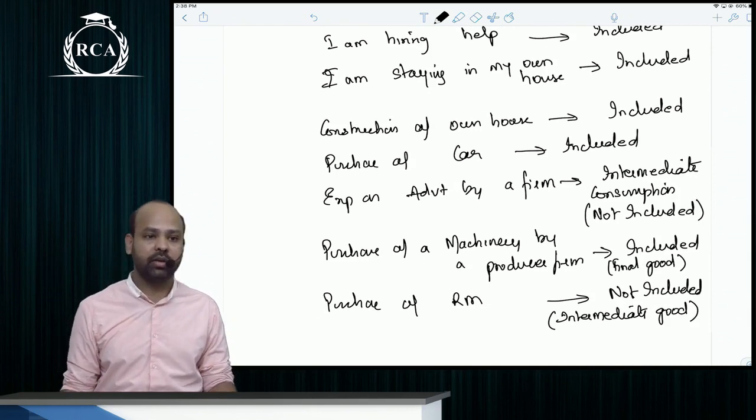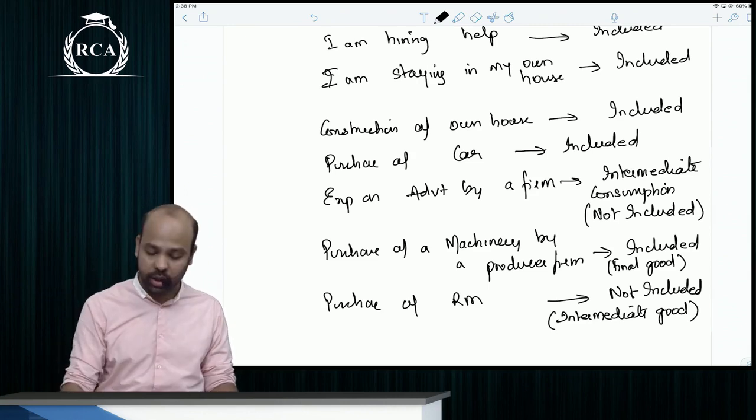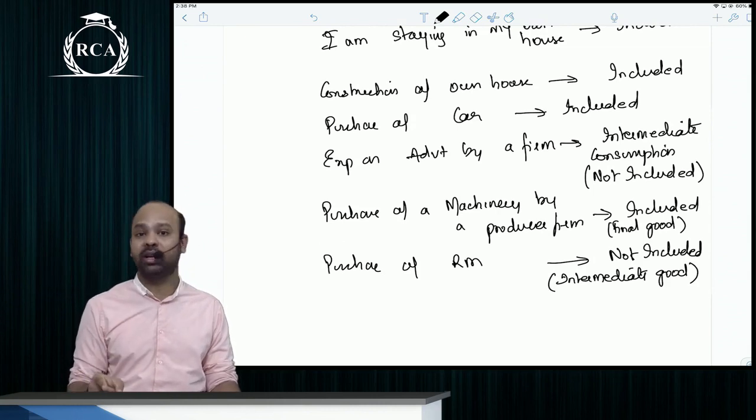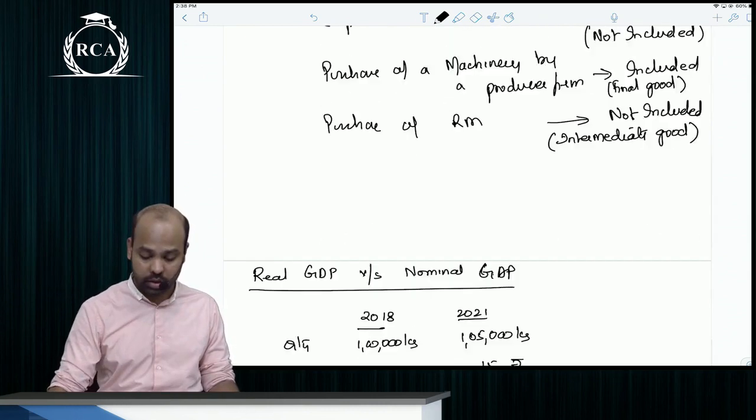Purchase of a car is included. Expenditure incurred on advertisement by a firm is intermediate consumption, not included. Purchase of machinery is a final product, included. Purchase of raw material is an intermediate product, not included.